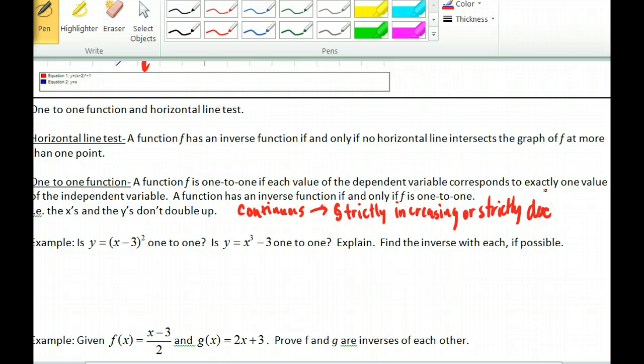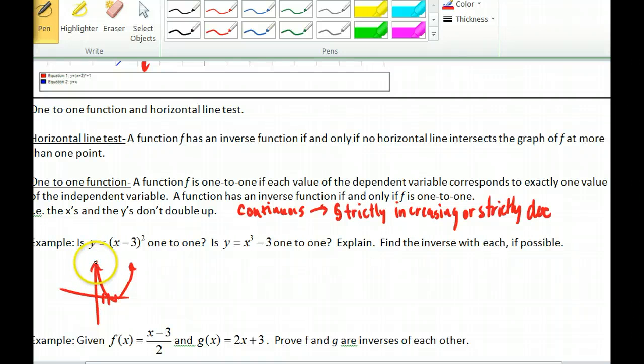Okay, so let's look at this for a second. This example, is this 1-to-1? This is a quadratic, x minus 3. So inside parentheses moves right 3. Parabola. Boom, boom. Well, is this strictly increasing or strictly decreasing?